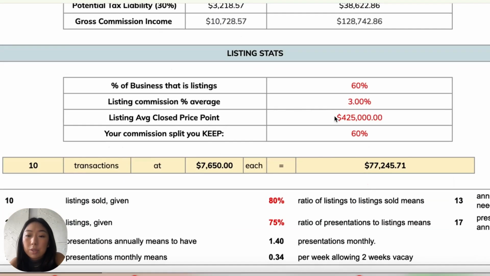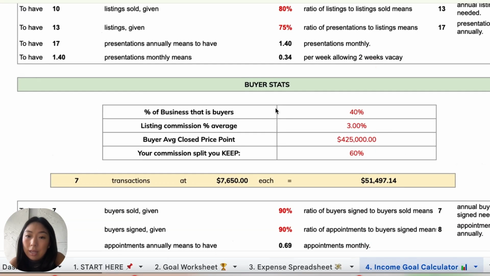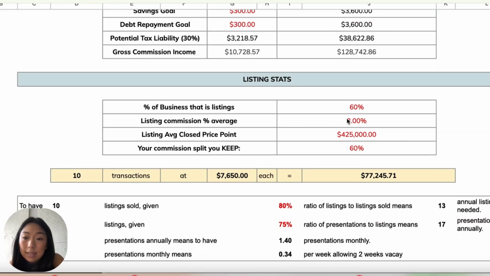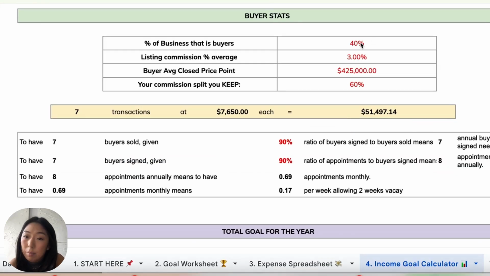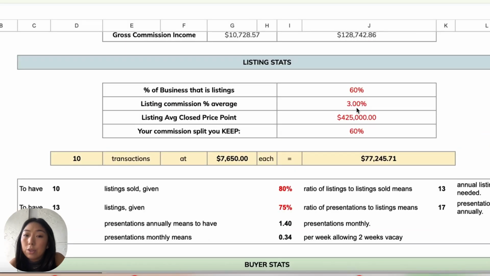So you'll see this first section titled Listing Stats, and the second section that is titled Buyer Stats. So the first place we want to start is write down the percentage of your business that is listings. So let's say 60% of your business is listings. That means 40% of your business are buyers. And you want to put in your average commission for listings. Some people, it might be 3%, it might be less, it might be more.